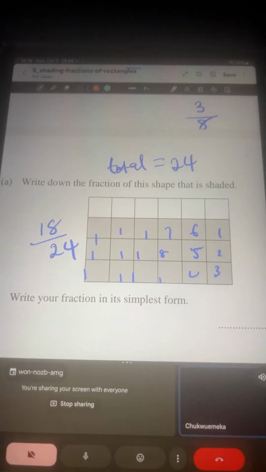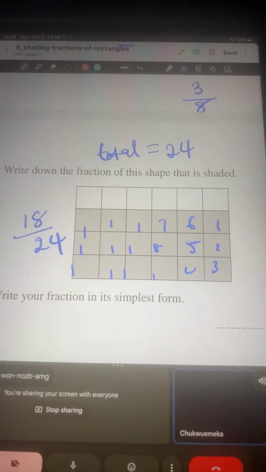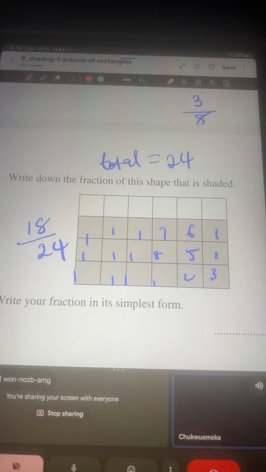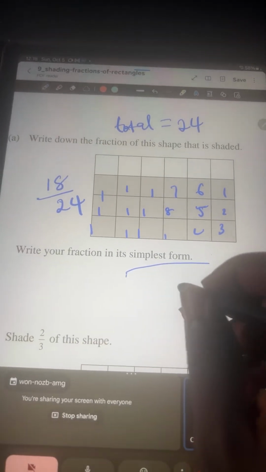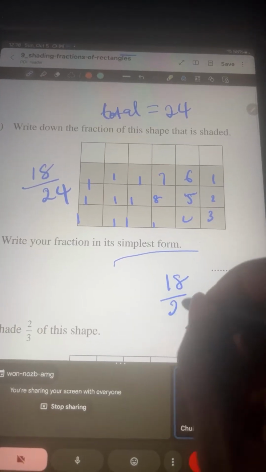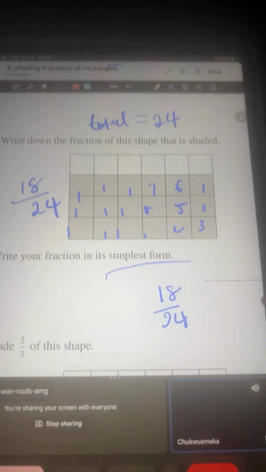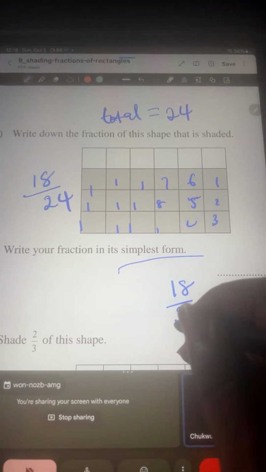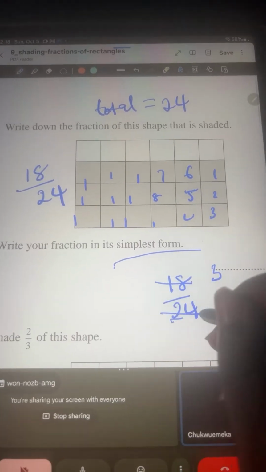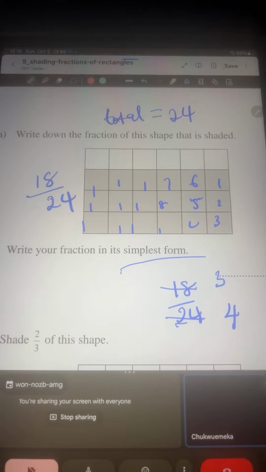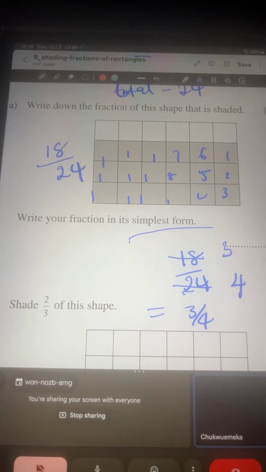So now you can stop at 18 over 24, but one problem here is that it is not in the simplest form. Simplest form means divide it until nothing else can divide. Between 18 and 24, you can divide 18 by 6 to get 3, and divide 24 by 6 to get 4, right? Yes. That will give you 3 over 4.